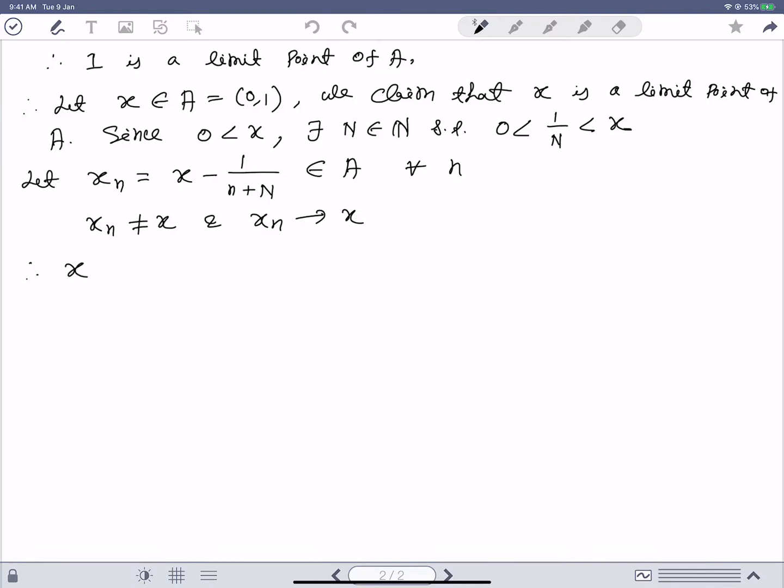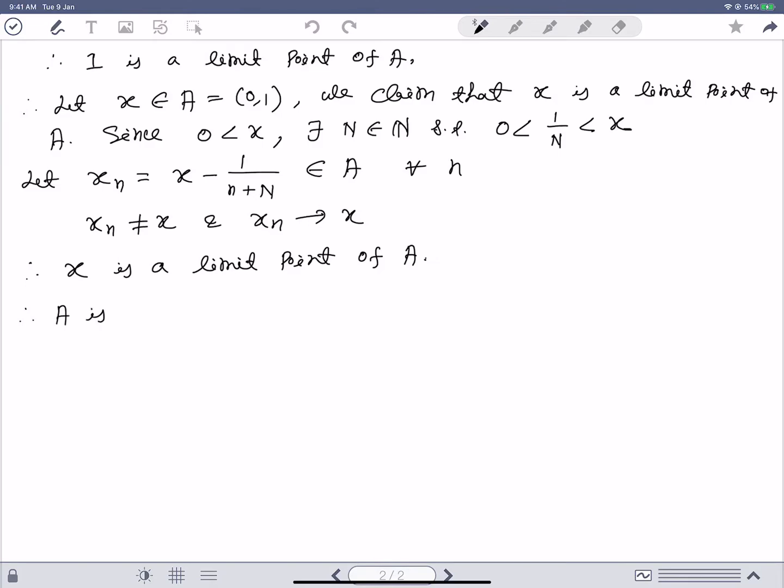Therefore, x is a limit point of the set A. Now, what about the closedness? Is the set A closed? No, because the set A does not contain all of its limit points. 0 and 1 are two limit points of A, but A does not contain those two limit points. Therefore, A is not closed.